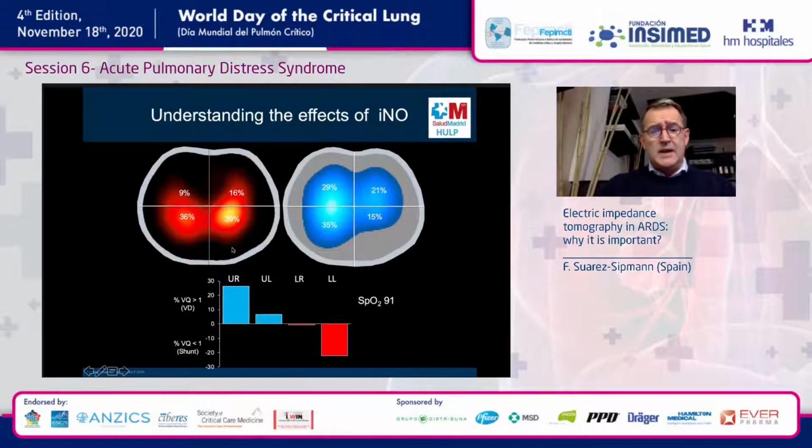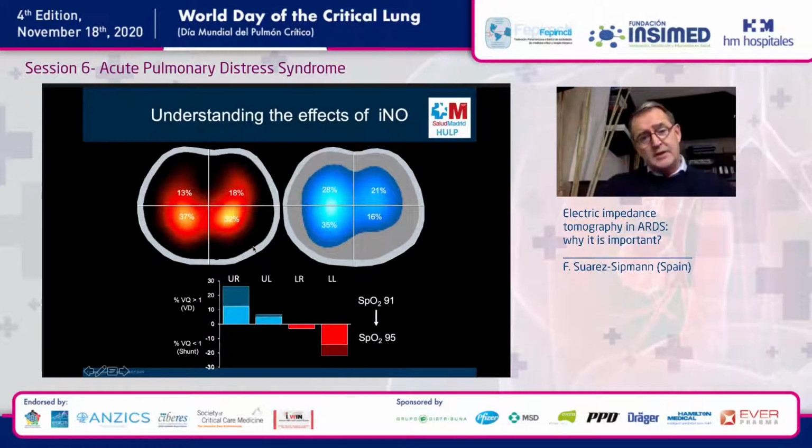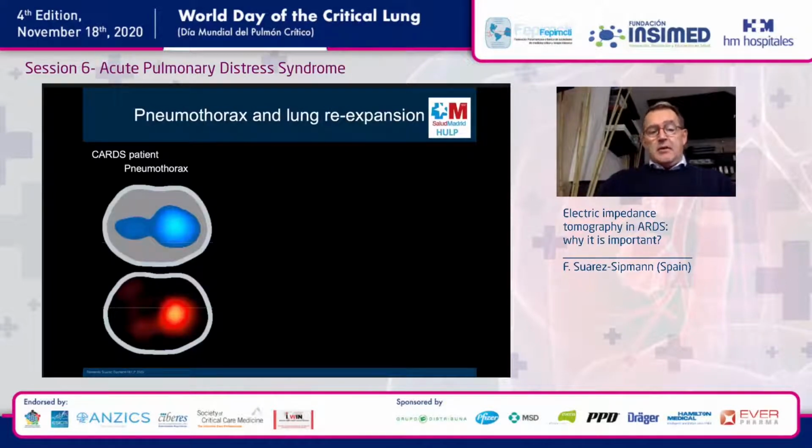When quantifying this, you see that when applying nitric oxide, this shift of perfusion to the ventral parts of the lung resulted in a decrease in high VQ areas and a decrease in shunt areas in the lung. Again, showing that in this responding patient, we had a way of understanding what was happening. So this is a clinical example, just another of the nice things that EIT can provide at the bedside.